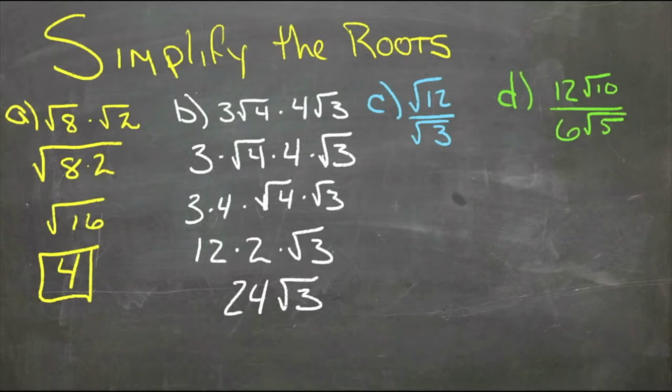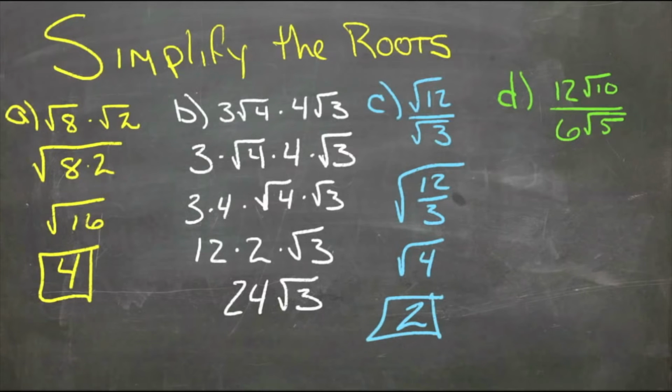For C, we have root 12 over root 3, so that's the root of 12 over 3. 12 over 3 is 4, so we have the root of 4. Root 4 we know, that's 2. 4 is a perfect square.